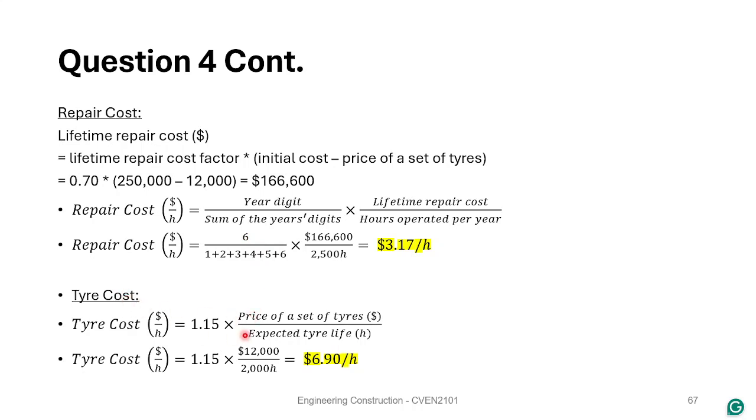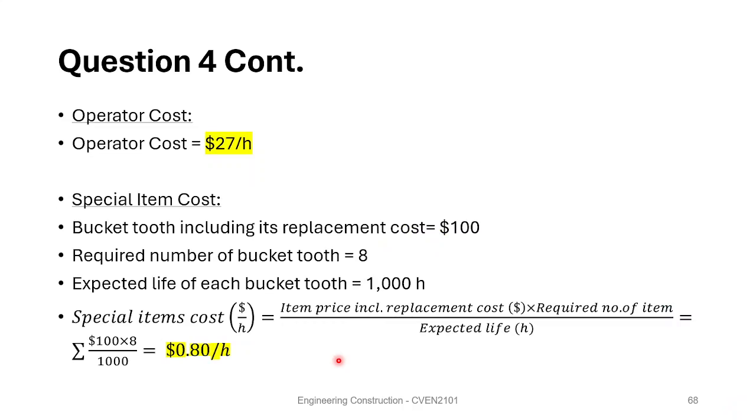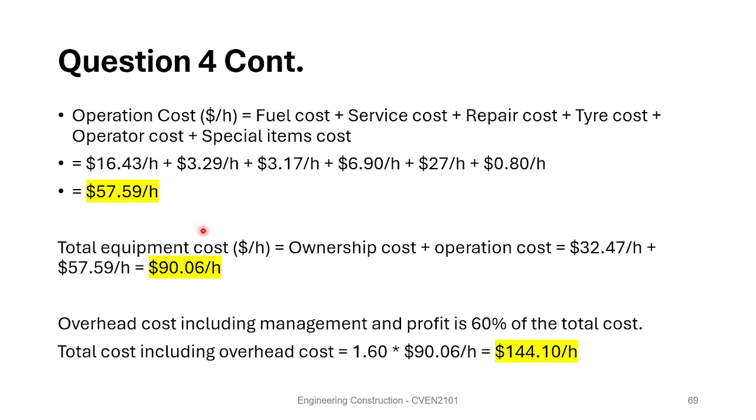Next, we have the tire cost, which is just this formula over here: 1.15 multiplied by the price of a set of tires divided by the expected tire life, and you get the tire cost. Operator cost is $27 an hour, which is probably given. With special item costs, we might have multiple special items, so we calculate them separately and then add them all up at the end. In this case, you only have one, the bucket tooth, and we know the expected life of the bucket tooth.